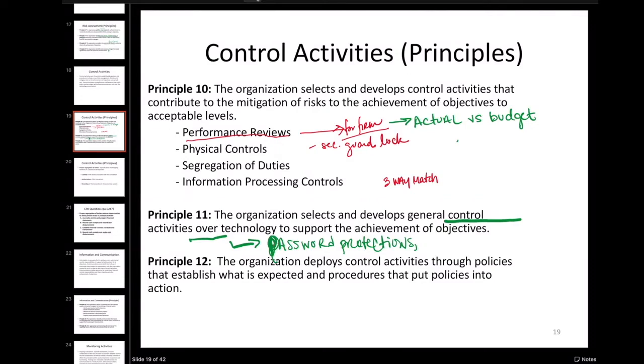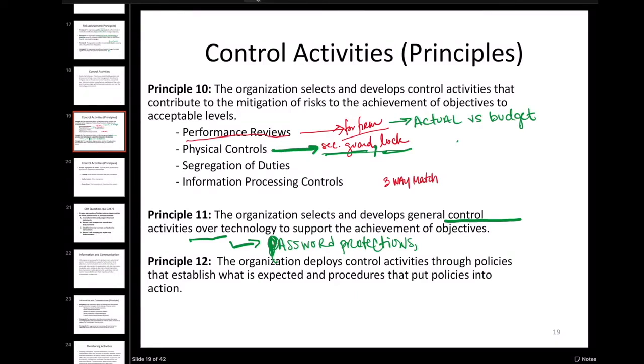The next item here is physical controls. Physical controls are actual physical things. I had a security guard as an example, or a physical lock. So things like having warehouses that are locked down, or cash lock boxes, or in the casinos, they apparently have cages that the cash is in. Those are physical controls.